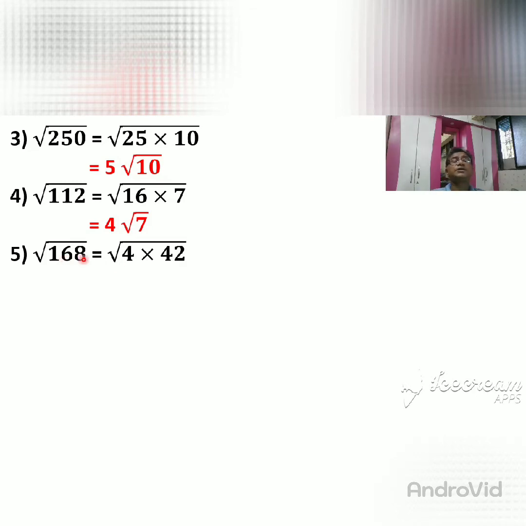So 168 is factorized as 4 into 42. See, check it. You are getting 168. 4 2s are 8, 4 4s are 16. So you are getting 168. So 4 into 42. What will be the square root of 4? The square root of 4 is 2. So you are getting 2 root 42.